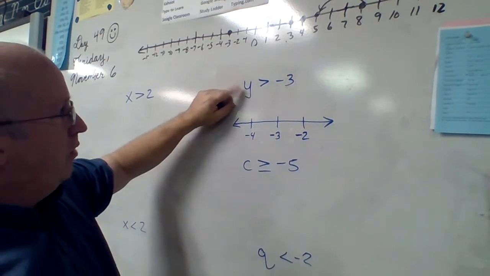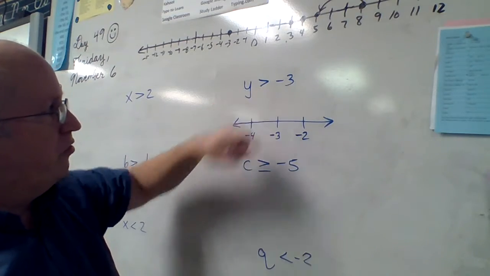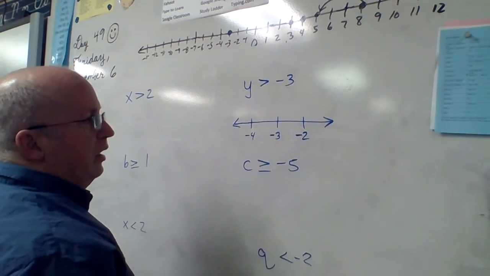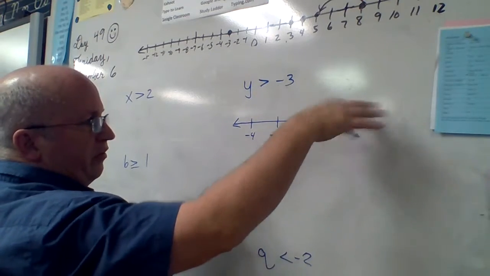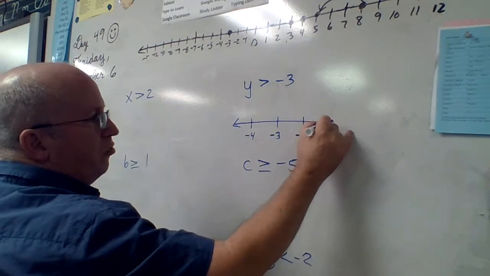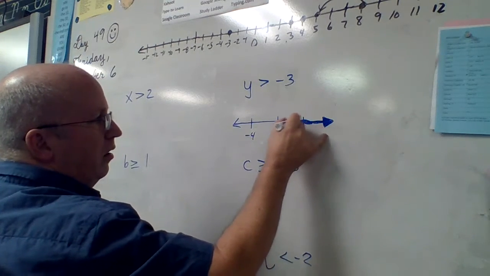Now, think about this for a moment. What would be a number that would make this a true statement? What number is greater than -3? Isn't that all of the numbers that are on this side of -3? You betcha. So I'm going to shade the right-hand side of this line.